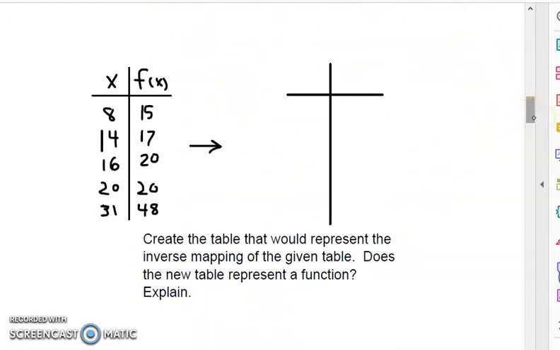The bottom of the handout asks you to write the table that would be the inverse of the original table, and then decide whether or not this table is a function. Go ahead and do that. Turn the video back on when you are ready.